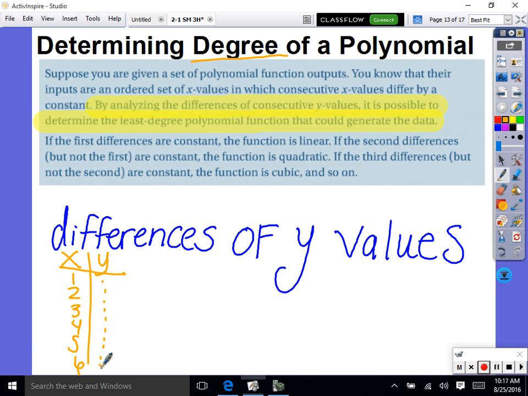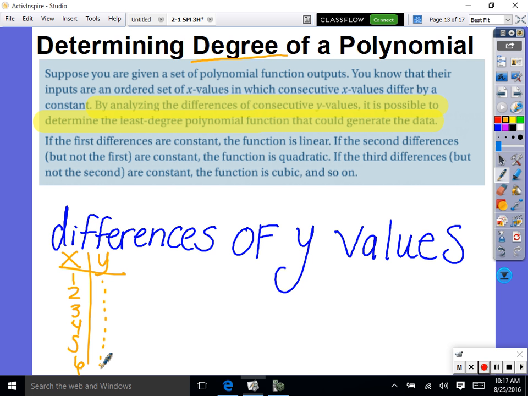So everybody listen. If you take differences of your y values, and the first time those differences come out to be the same, then it's linear. Let's say you take differences of those y values and it's not the same the first time. Then it's not linear. Now you'll take those new values and take differences again. Let's say the second time you take the differences and they're the same. Then it would be quadratic. You guys see what I'm saying?